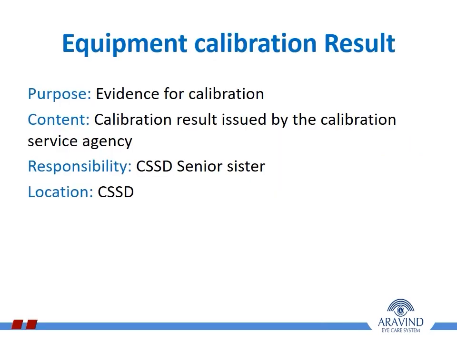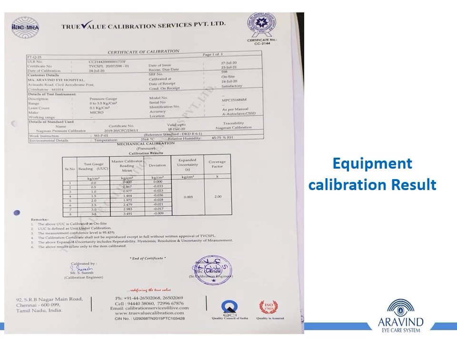Next is the equipment calibration results report. The purpose is to maintain evidence for calibration. It contains calibration result issued by the calibration service agency. This picture shows equipment calibration result given by the company.